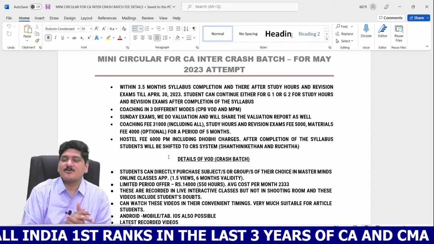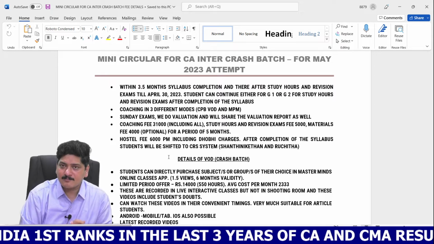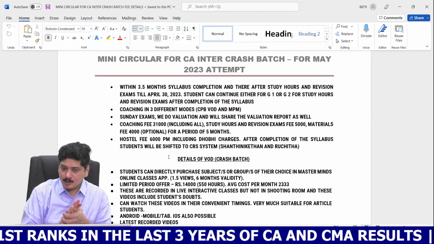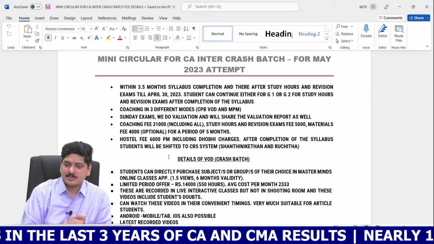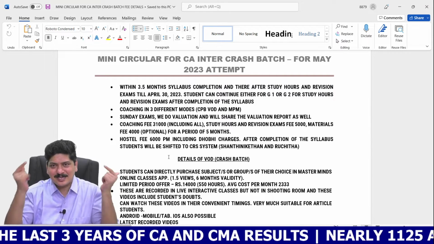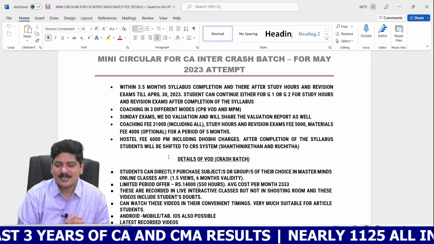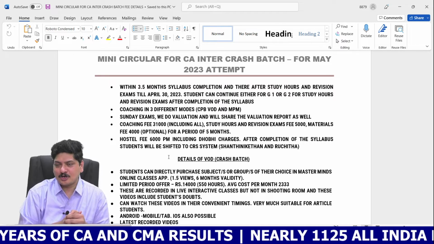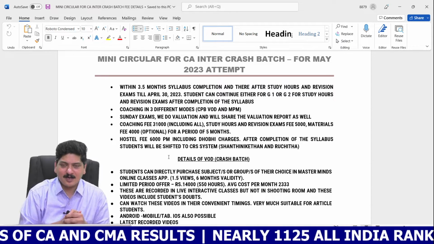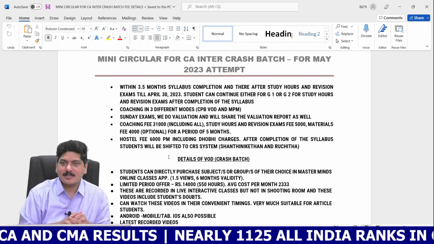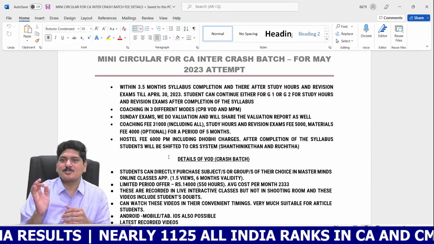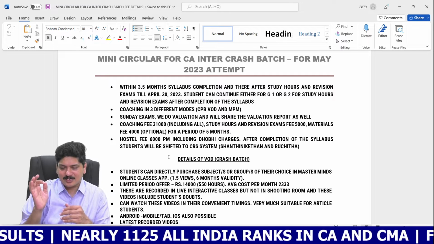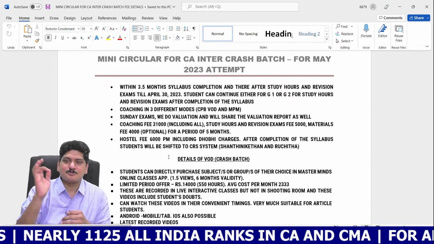Okay. And the hostel fees is the same, 6,000 rupees per month, which includes tiffin as well. And after completion of the syllabus, the hostel students will be shifted to a complete residential system, your dream destination, where you can have your studies in a very peaceful environment. Even if you're going to study for the entire night, none of our staff members are going to disturb you.